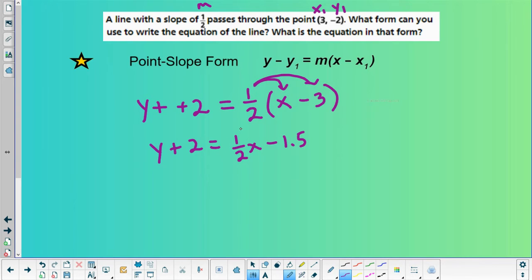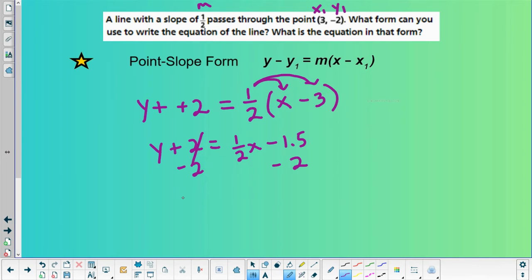Okay, if you want to change this to 0.5, you can. All right, so now if I'm trying to get y by itself, because I want this to be in slope-intercept form, not point-slope form, I need to move this 2 to the right. So I'm going to subtract 2 from both sides, and then I have a choice. Am I taking it from this? Am I taking it from this? And you should be saying I'm taking it from the -1.5 because you need to take it from like terms.